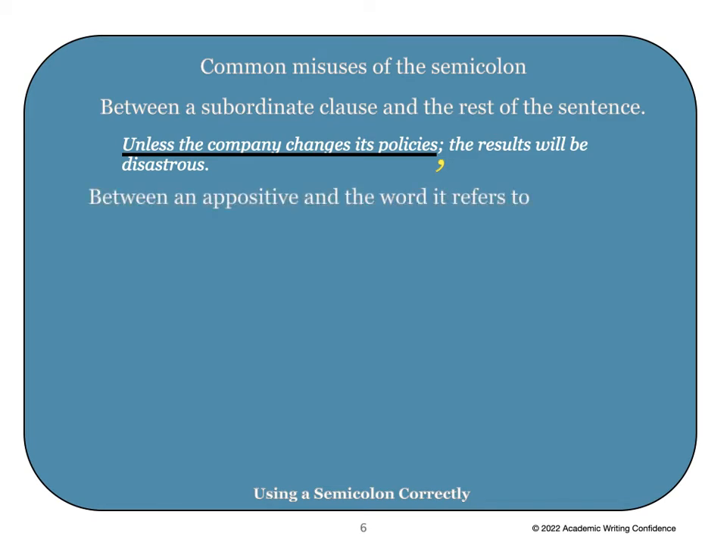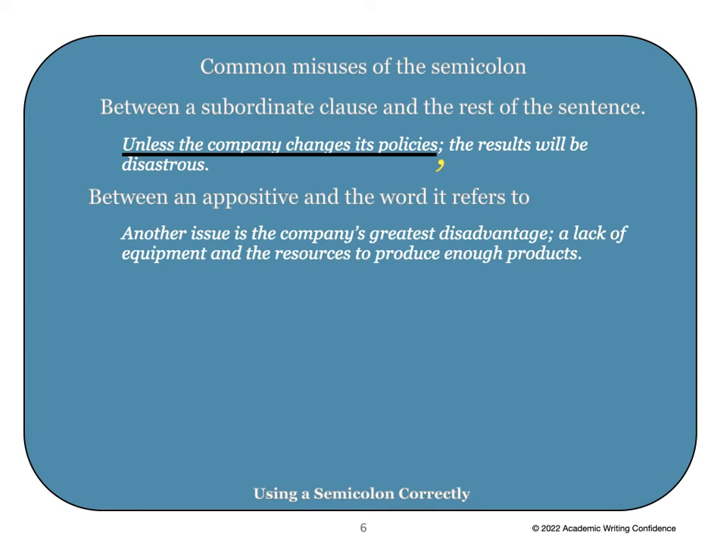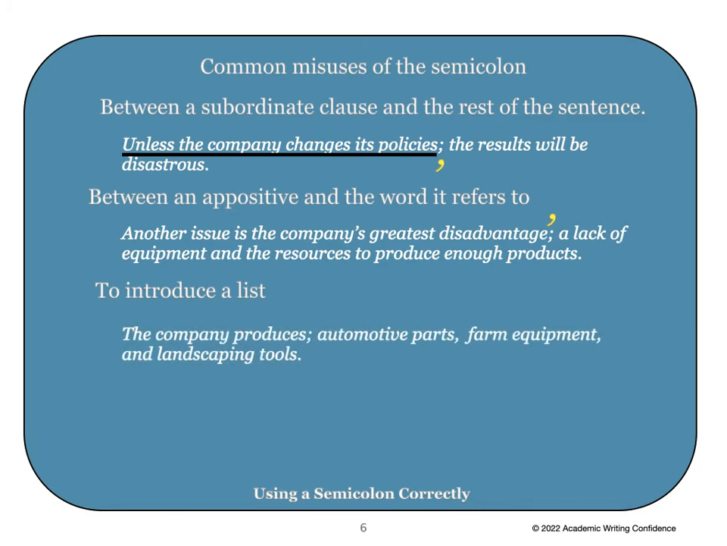Another mistake is to use the semicolon between an appositive and the word it refers to. For example, in this sentence, another issue is the company's greatest disadvantage; a lack of equipment and the resources to produce enough products. Again, here we should use a comma, not a semicolon. Another mistake is to introduce a list, as in this sentence. The company produces automotive parts; farm equipment, and landscaping tools. In this case, we want to use a colon, not a semicolon, to make this sentence correct.